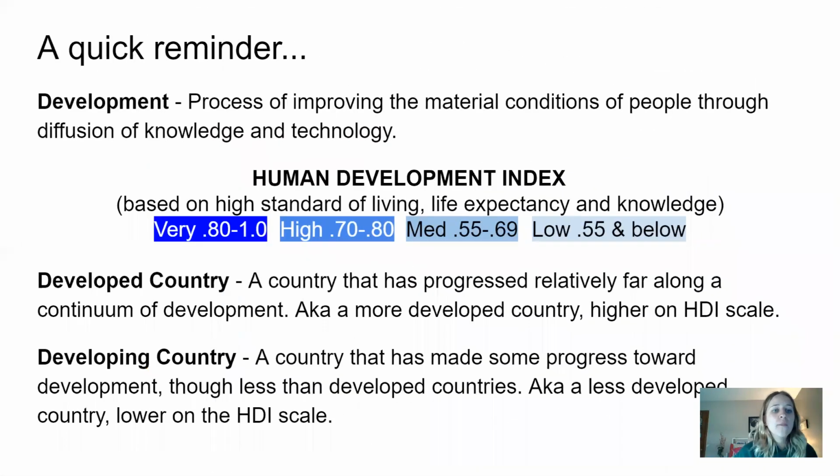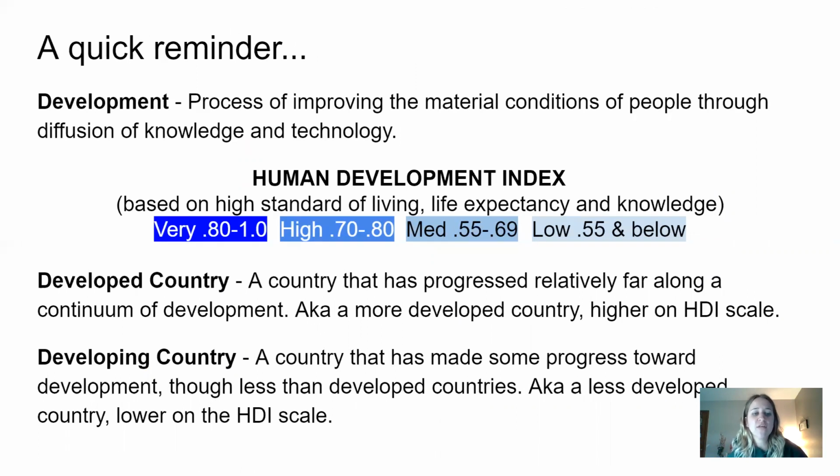This is just a quick reminder, you don't have to write this down. You guys learned about Human Development Index, or HDI, in Human Geography. So this is just kind of a reminder, and I want to tie in developed and developing countries. Like I said, don't feel like you need to write this down. So HDI, or Human Development Index, is basically a summary measure of average achievement in key dimensions of human development. It's based on the standard of living, life expectancy, and knowledge.